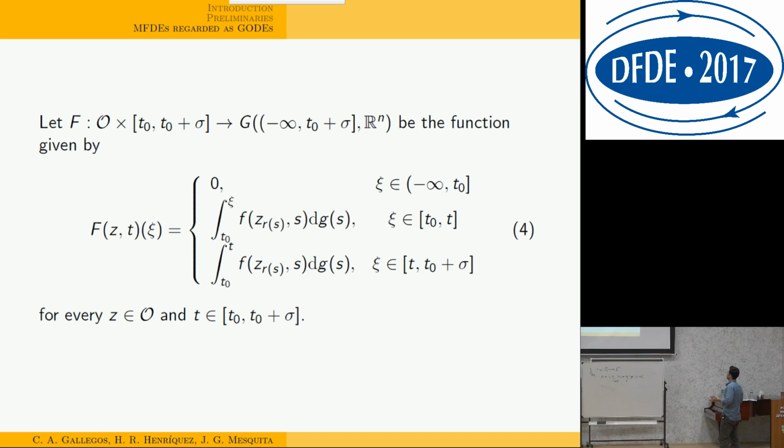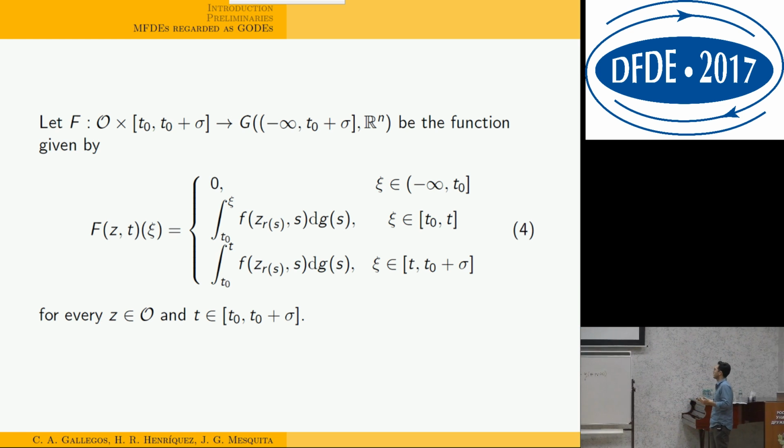Well, we consider big F, defined on the domain capital O times the interval t0 to t0 plus sigma, to the space of all regulated functions from minus infinity to t0 plus sigma to Rn, given by this piecewise function. This function is 0 when t belongs to the interval minus infinity to t0, is the Henstock-Kurzweil integral in this interval, and is this constant when t belongs to this interval here. Okay. Well, we need to ensure that this function will be a regulated function.